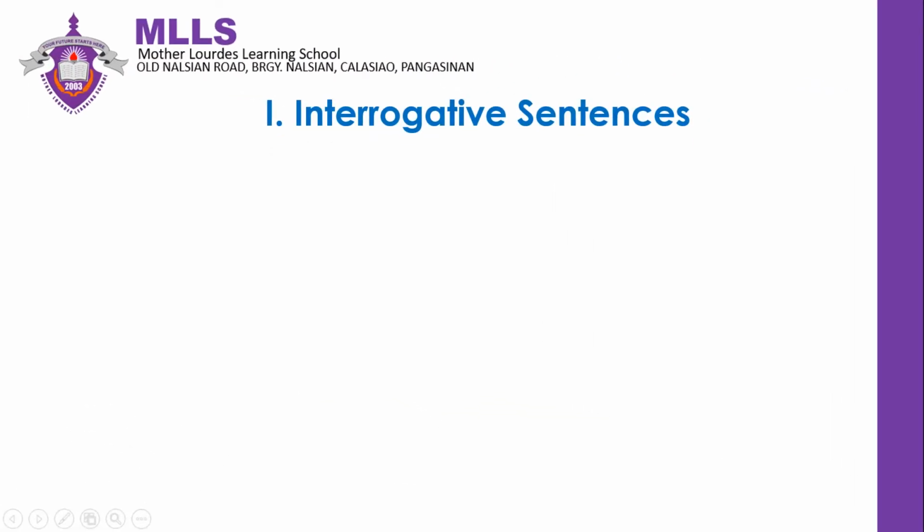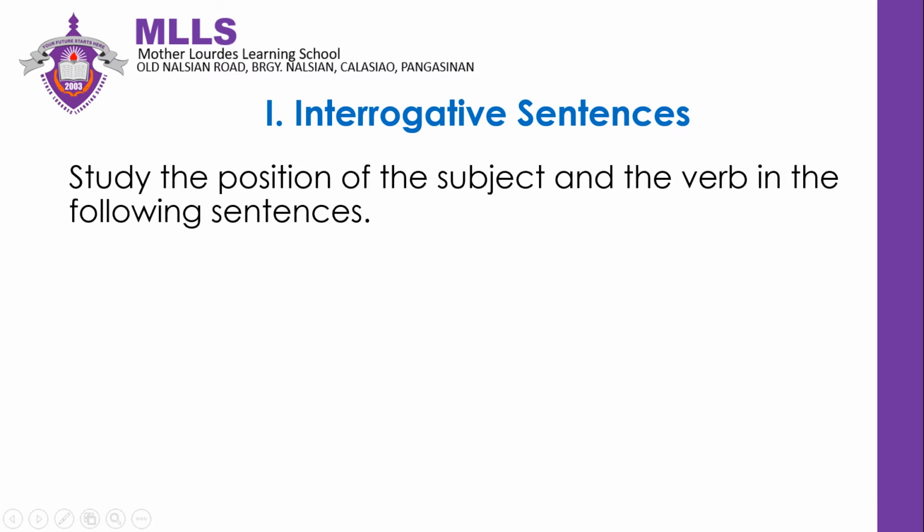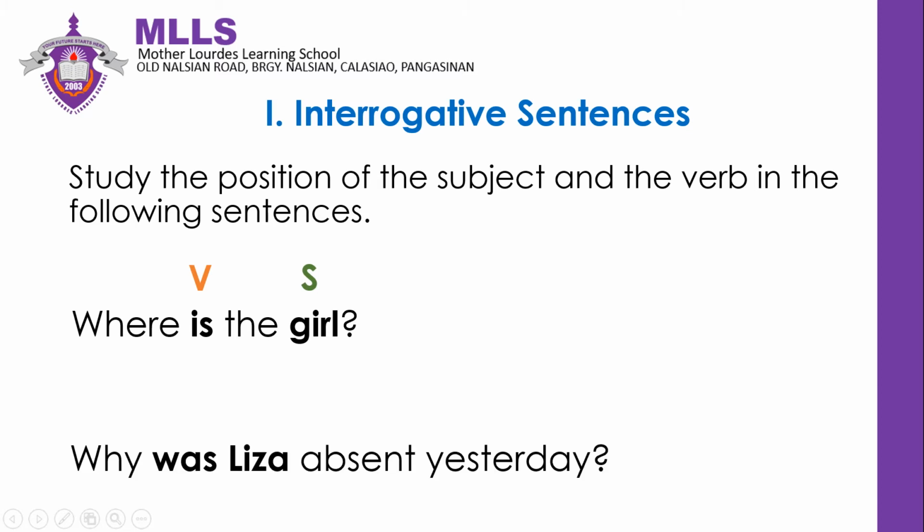Interrogative sentences. Interrogative means asking a question. Study the position of the subject and the verb in the following sentences. Where is the girl? The verb is appears before the subject girl. Why was Lisa absent yesterday? The verb was appears before the subject Lisa. In all these interrogative sentences, the verbs appear before the subject.